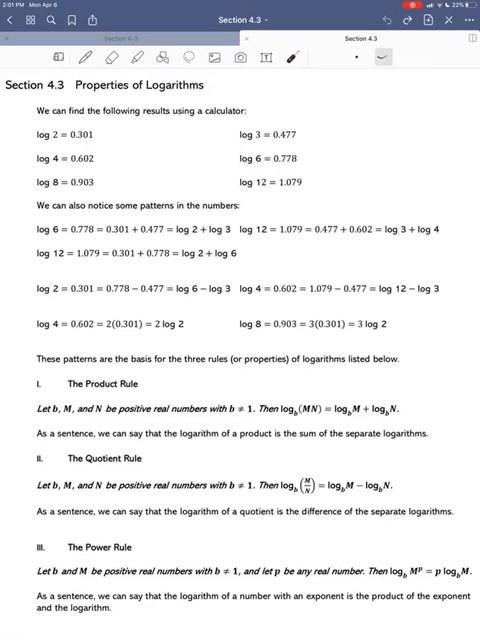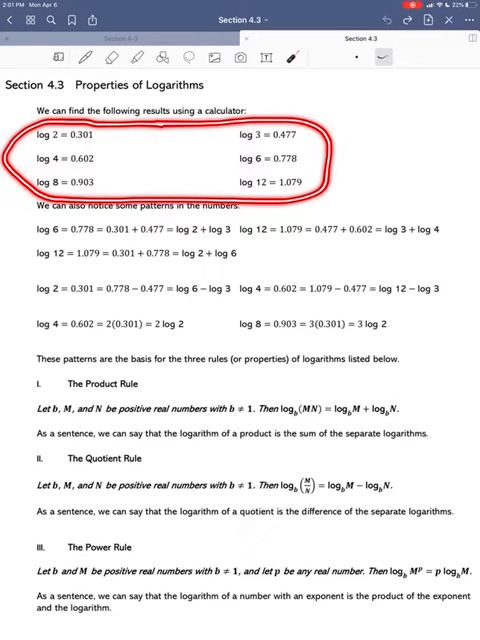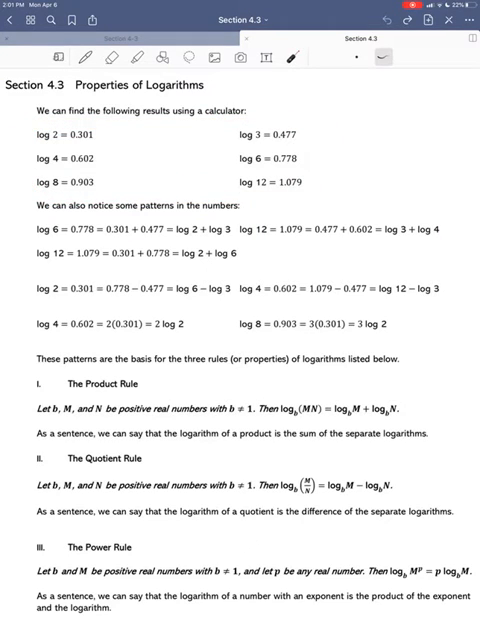And so what we've got here, these 6 results are all results we could just get using the calculator and rounding to 3 decimal places. But if we look at that, there's some patterns here. If I look at the log of 6, that's 0.778. But that's the same thing I get if I take 0.301 plus 0.477, right? That's equal to 0.778. And that's just 0.301 is the log of 2. 0.477 is the log of 3. So the log of 6 is the same thing as the log of 2 plus the log of 3.